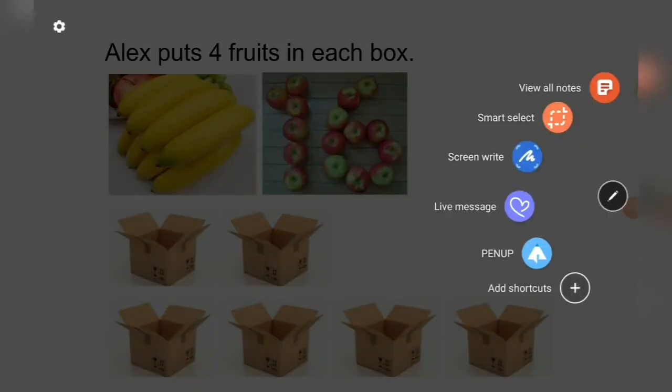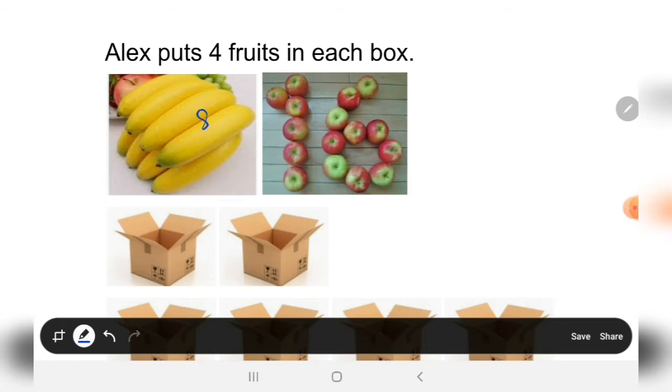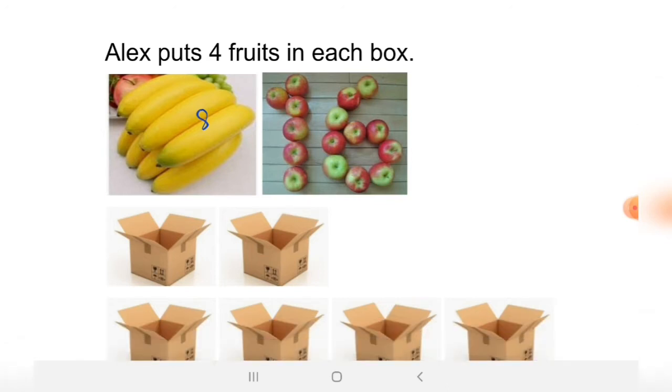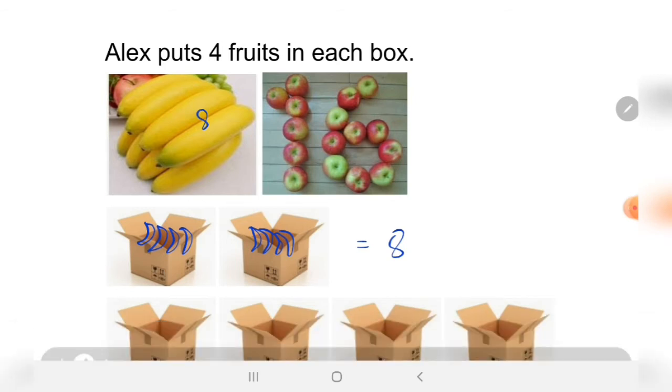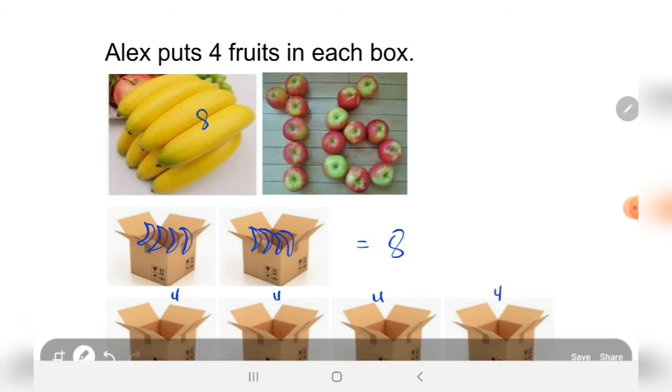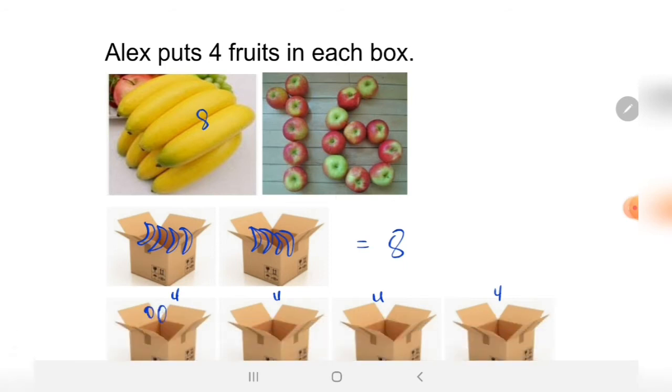We know that Alex has 8 bananas and 16 apples, right? But now, Alex wants to put 4 fruits in each box. So we can put 4 bananas here, and 4 bananas here also, which is equivalent to 8 bananas. Then for the apples, we have 16, and we put 4 apples in each box. So we have 4 boxes, right? 4 apples here, 4 apples here. So there are 16 apples.